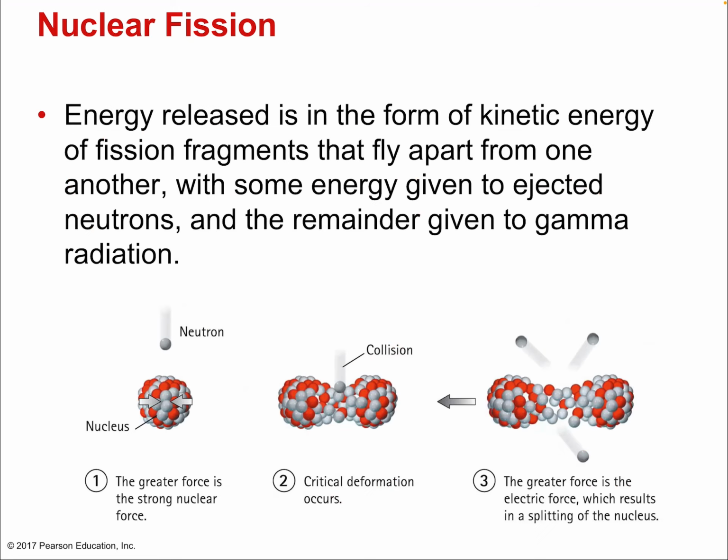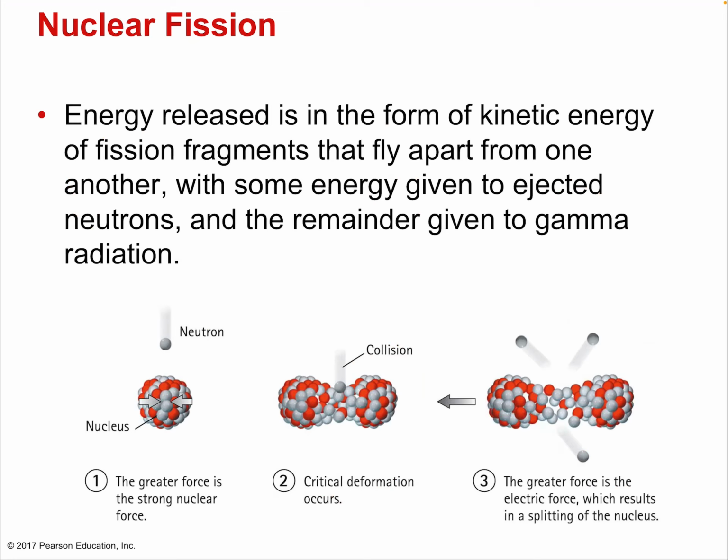So the energy released is in the form of kinetic energy of the fission fragments, as I spoke about, that fly apart from one another, with some energy given to the ejected neutrons and the remaining given to the gamma radiation, because there's some light produced as well. But most of it is going to be the kinetic energy of those big fragments.